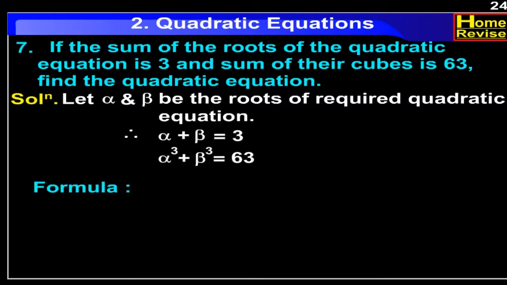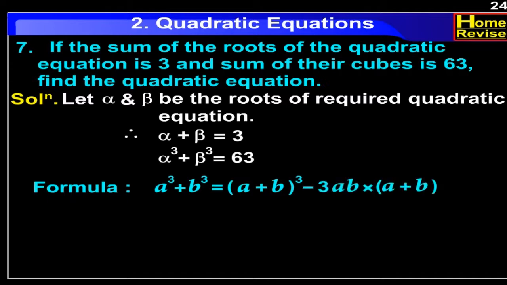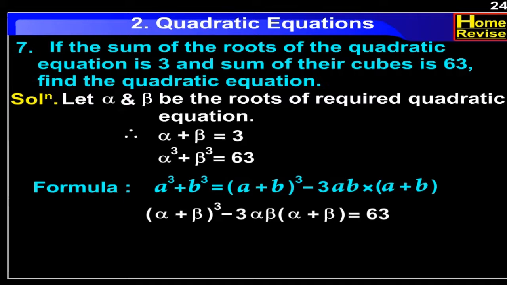Now, by using the formula a³ + b³ = (a + b)³ - 3ab(a + b), we get (alpha + beta)³ - 3 alpha beta (alpha + beta) = 63. Now, substituting the values, we get 3³ - 3 × alpha × beta × 3 = 63.